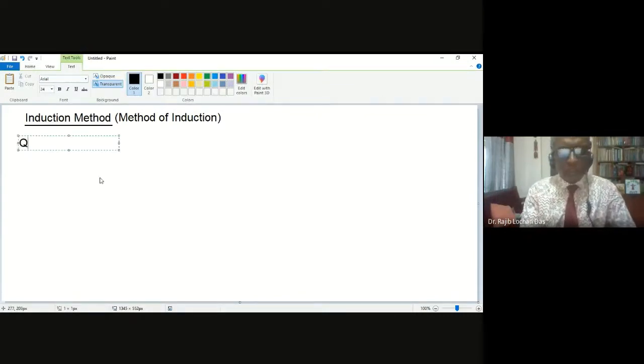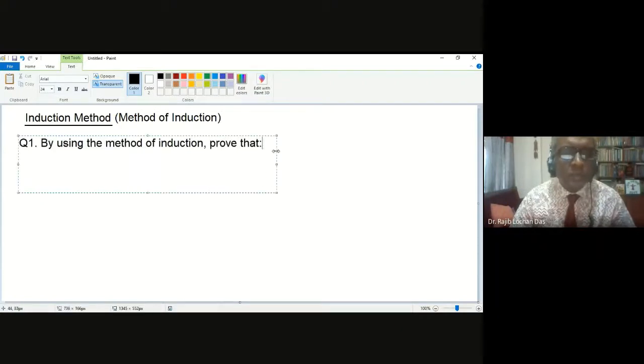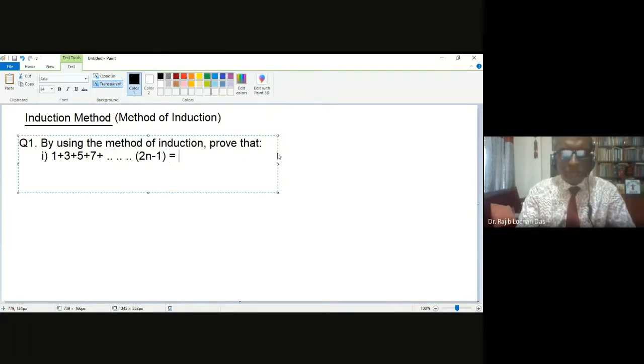So let me give you a question. By using the method of induction, prove that, say I'm giving you two questions here, prove that number one is, say 1 plus 3 plus 5 plus 7 plus dot dot up to 2n minus 1 is equal to n square. Okay, I will give n square.